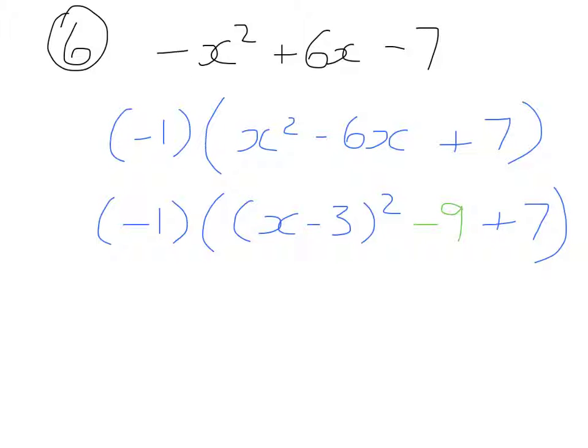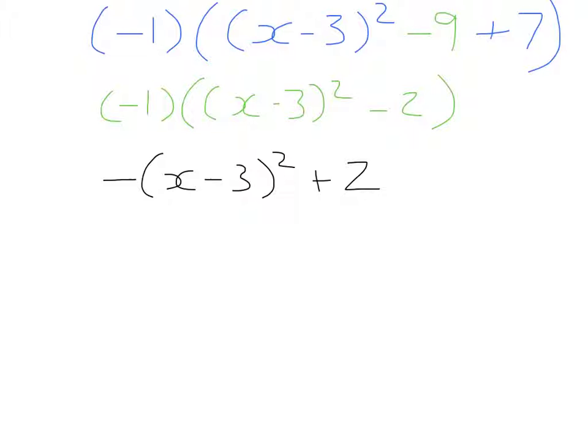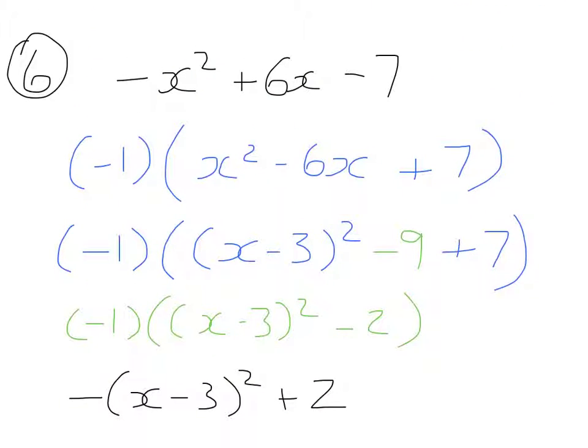So now I get minus 1, I have x minus 3 squared, and then minus 9 plus 7 gives me minus 2. Now I will multiply everything in this bracket here by the minus 1. So now I know what my maximum point is. I know it's a maximum because my graph was minus x squared there. So that tells me it's going to look like that. I know what its maximum point is. I've just worked it out.